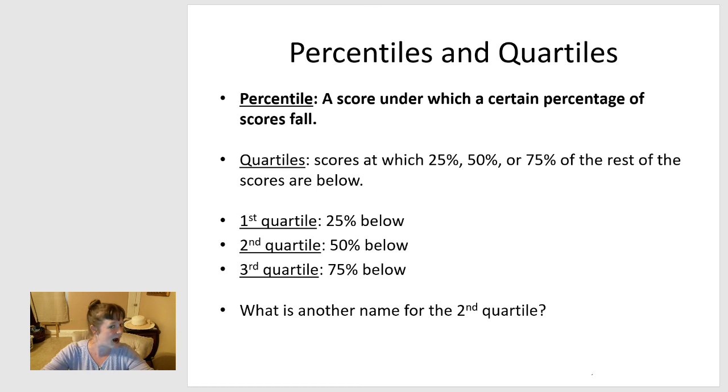And let's see if we can combine our knowledge from last time with our knowledge now. What would be another name for the second quartile? What do we call the score where 50% is below and 50% is above? Did you say the median? I hope so, because that's correct. Another name for the second quartile, or the 50th percentile, is the median, because that's how we define the median.